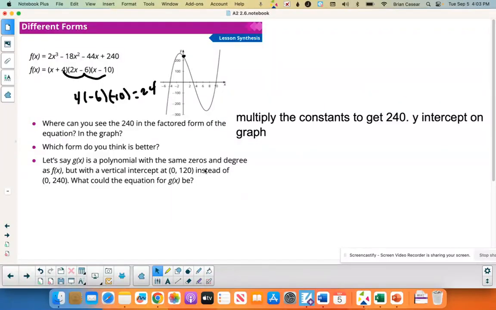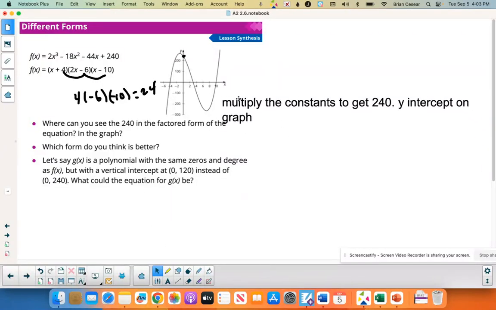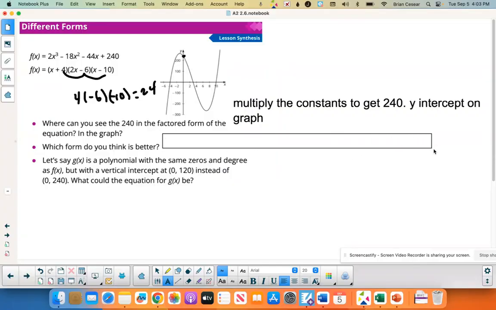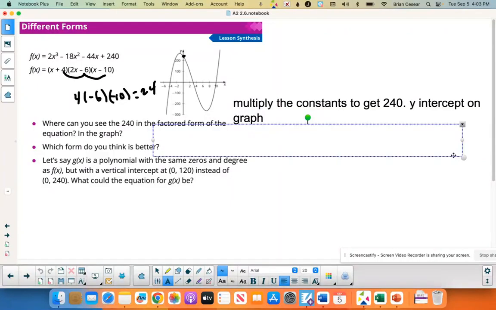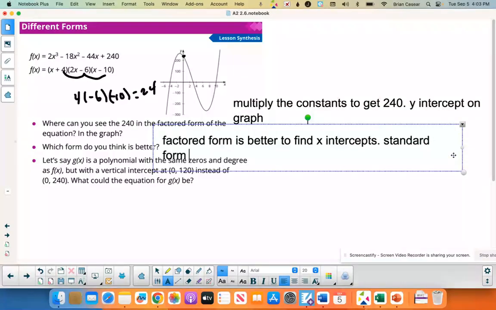All right, which form do you think is better? Well, here's what I would say. I would say factored form is better to find x-intercepts. Standard form is better to find the y-intercept.